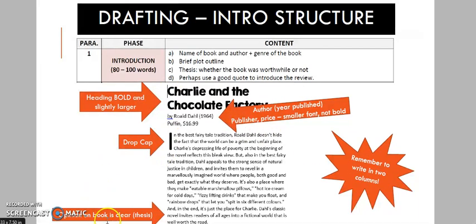Now, you need to make sure that your opinion of the book is very clear straight from the start in your introduction, and that's what your thesis is. So what also goes in your introduction is where you introduce the book, the kind of genre it might be, what happened and whether it was a worthwhile read or not.